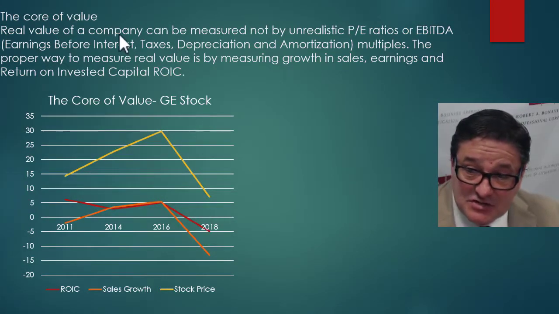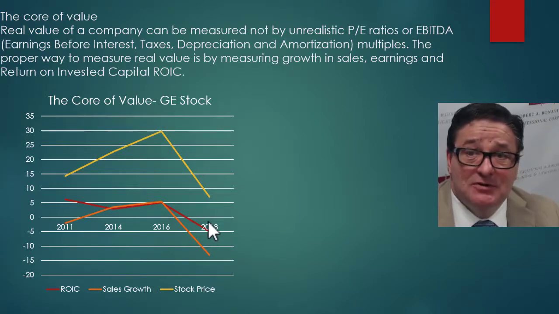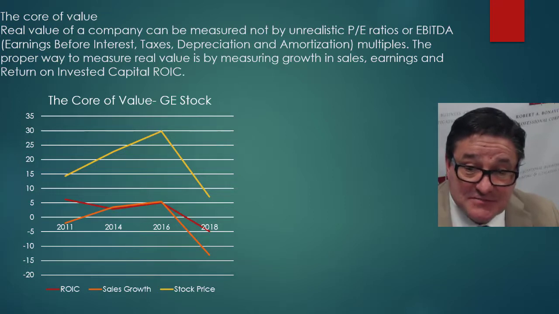This is the first cornerstone, which is core of value. And the two key metrics they talk about in the book are return on invested capital and sales growth. Here I have a little chart that I made up from 2011 to 2018. You can see sales growth was not that great, under 5%. Return on invested capital was less. And the stock price actually went down when these two plummeted, meaning that return on invested capital and sales growth are probably two very good metrics that you should use.